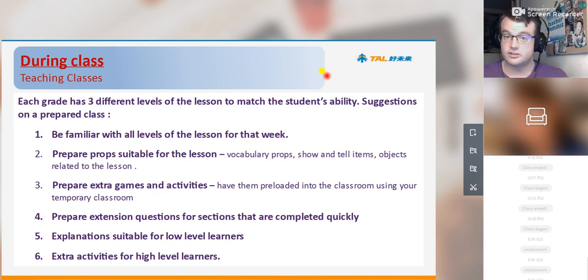Prepare props suitable for the lesson. Some students respond really well to props, some don't. But it's always good to have some on hand just in case you need them. Some good props are vocabulary props, like flashcards and picture dictionaries. These are great. Show and tell items, objects related to the lesson. So make sure that you read the lesson plan. The lesson plan will have a list of objects that you could bring to class, but most importantly, it will tell you the topic of the lesson so that you can bring your own materials to class based on your own ideas, should you wish to.